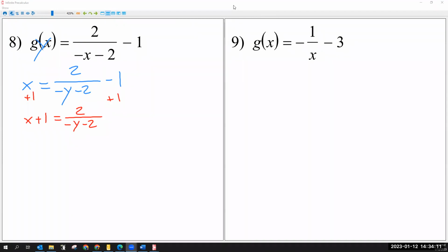Need to get y out from underneath the fraction, so multiply by the denominator. So I have negative y minus 2 times x plus 1, and those cancel out. So over here, I just have 2. Again, trying to get y by itself, so we divide by the other part, in this case, x plus 1.